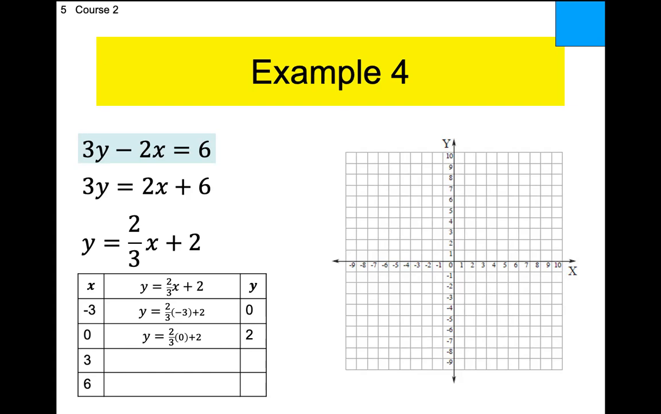All right. 3 times 2 is 6, divided by 3 is 2, plus 2 is 4. See, I was correct. 4.